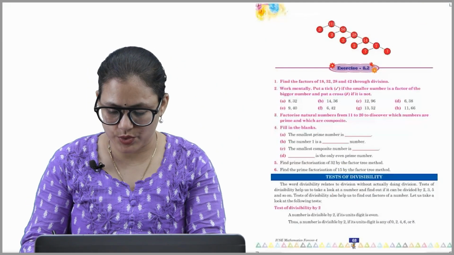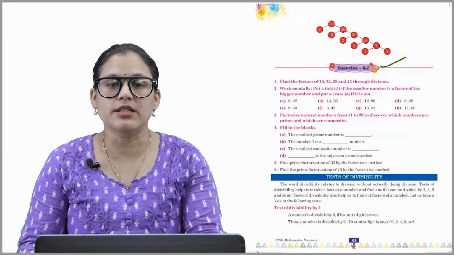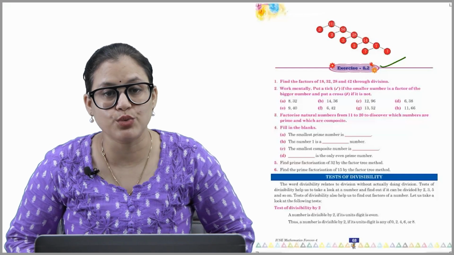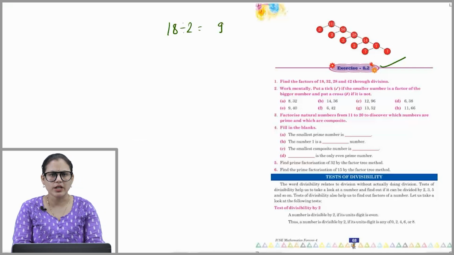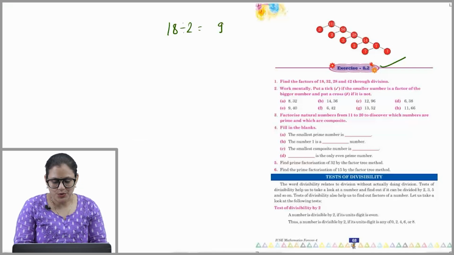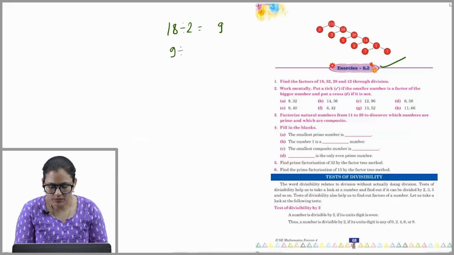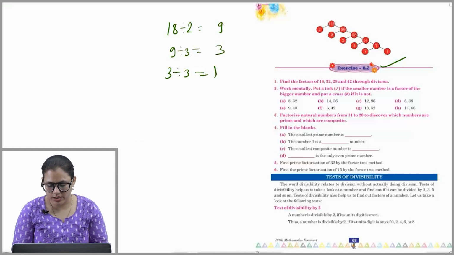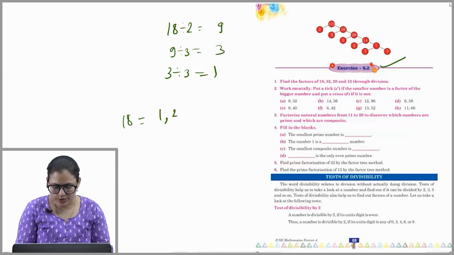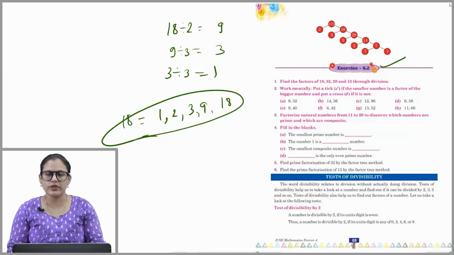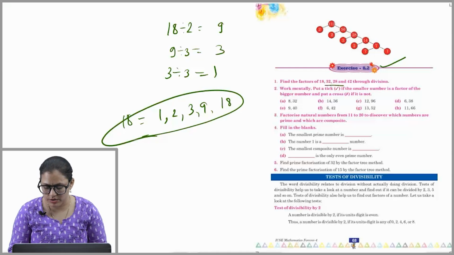Exercise 8.2. Find the factors of 18, 32, 28 and 42 through division. You have to find out the factors of 18. First, you will divide it by 2, you will get 9. Now, you cannot divide it by 2, so you will divide it by 3, you will get 3. Then 3 divided by 3 is 1. Now the factors of 18 are 1, 2, 3, 6, 9, 18. Similarly, you will find the factors of these numbers through division.